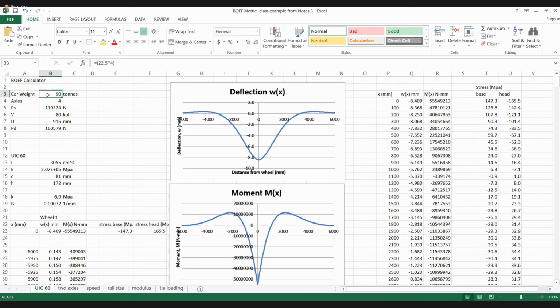Now, by the way, for these analyses, when we deal with beam and elastic foundation, we're dealing with the wheel load, not the axle load. So we're always dealing with the wheel load. So I have 4 axles.